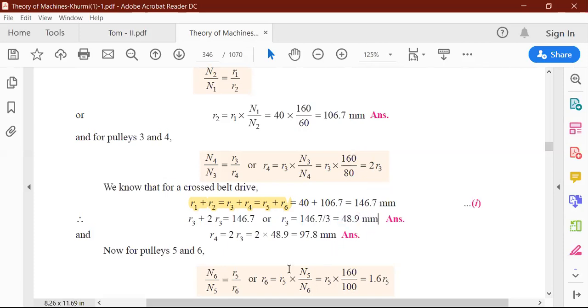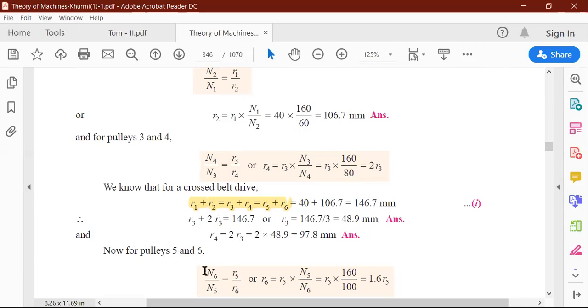Okay, and again we know R4 is equal to twice R3. So R4 is equal to 2 multiplied by 48.9, so we get 97.8 mm. So by applying this condition for cross belt drive, we simply calculate the R3 and R4 values.